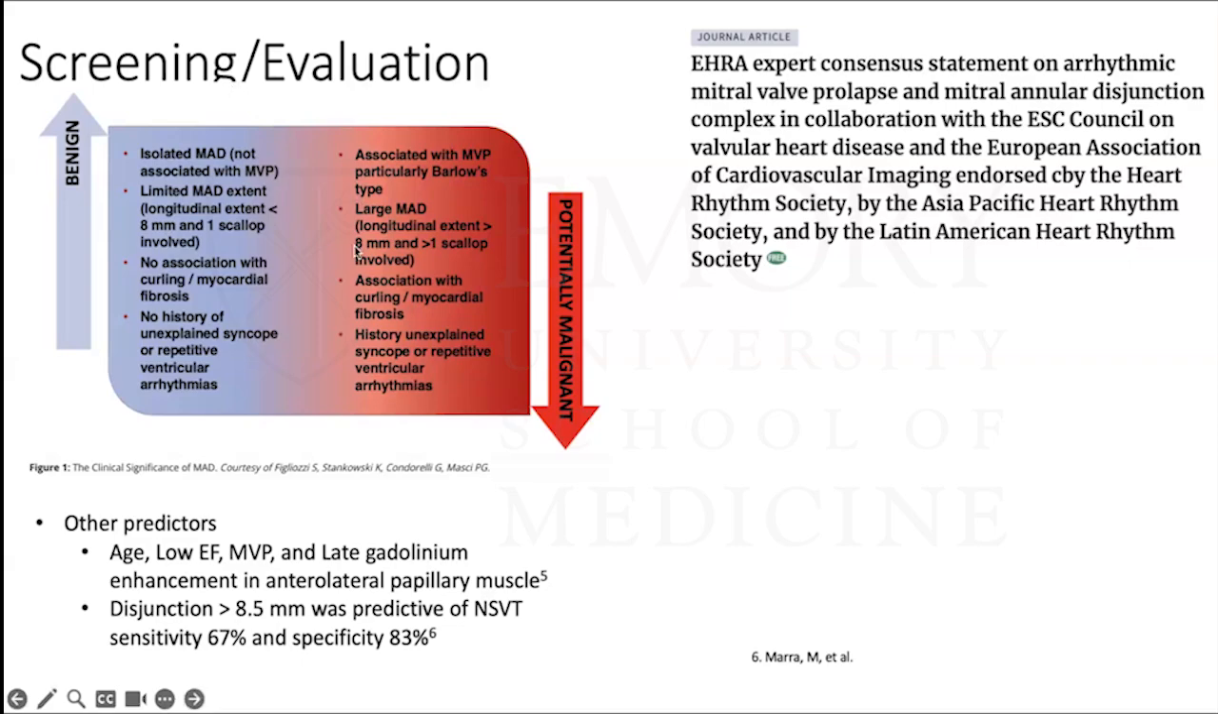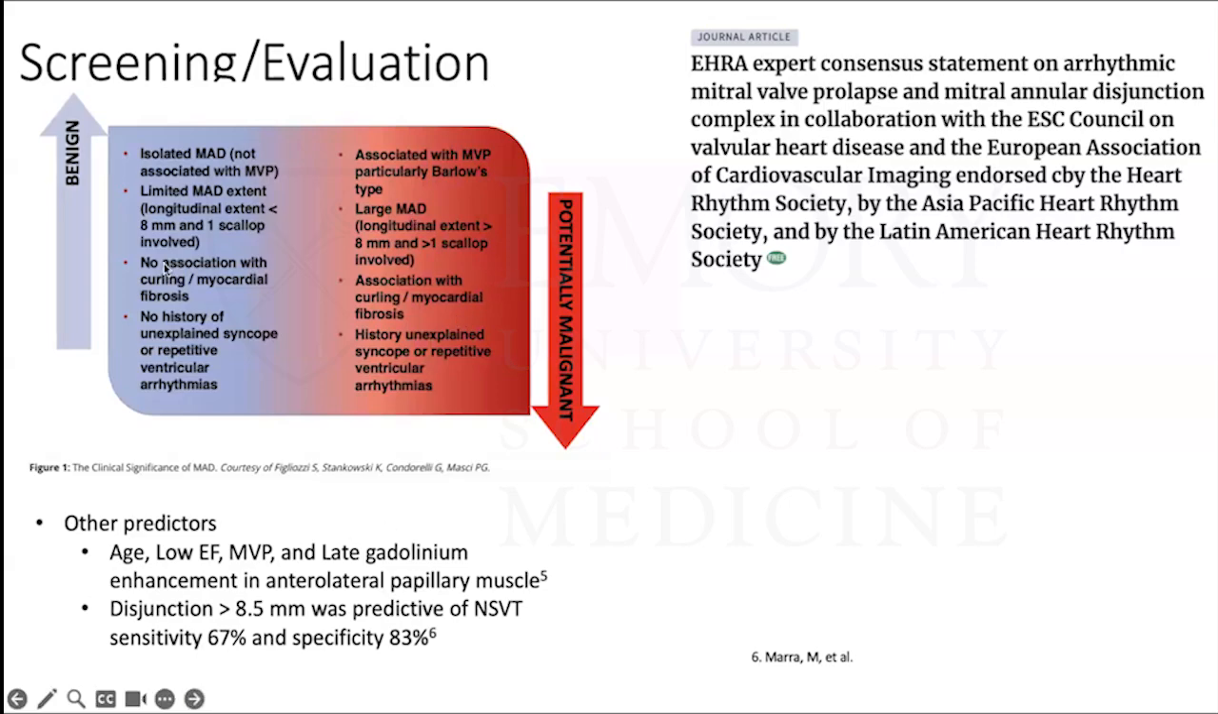Otherwise, things that make you lower risk: limited mitral annular disjunction, so what we think of as less than 8 millimeters, and one scallop involved, out of P1 through P3. Whereas here on the other side, if you have an extension over 8 millimeters. Remembering that our patient in the MRI we saw earlier was 7 millimeters, so we would characterize that as benign. And one scallop. If you remember, we had a disjunction anteriorly and posteriorly, so she had over 2 scallops. So we think of that kind of in a mix. She's in a mixed bag there with her specifically.